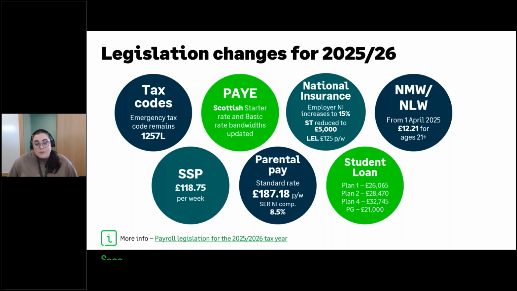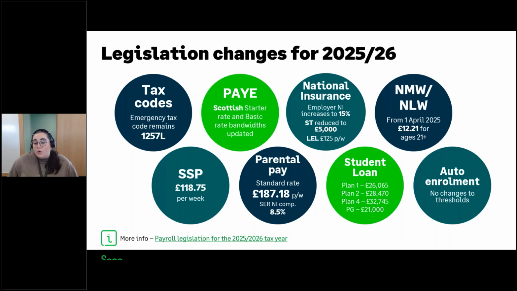Student loan thresholds as well. These have increased for plan types 1, 2 and 4. Postgraduate, though, does remain the same. And then lastly, auto enrolment thresholds and the earnings trigger do remain the same in the 25-26 tax year, so no changes for that either.